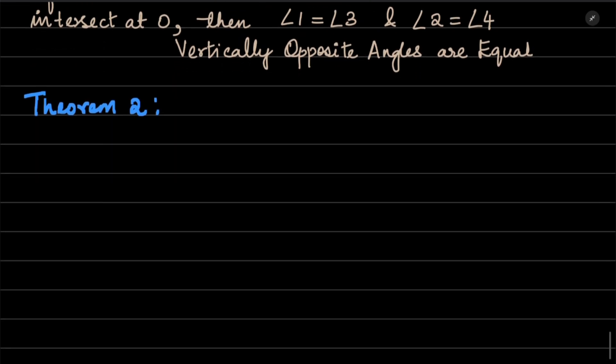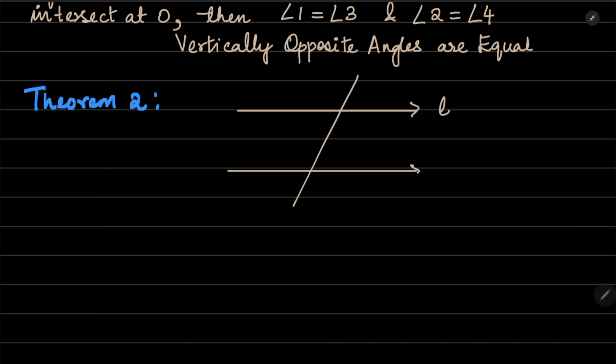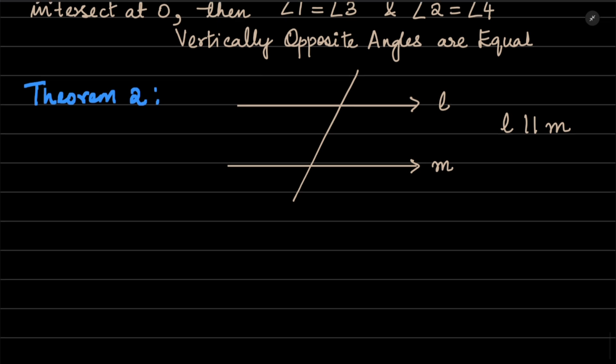Okay, now moving on to your theorem 2. What does theorem 2 state? Suppose you have two parallel lines, let me draw two parallel lines. These are two parallel lines and you have a transversal. Let the parallel lines be your L and M. So L is parallel to M. In that case, each pair of alternate interior angles are equal.